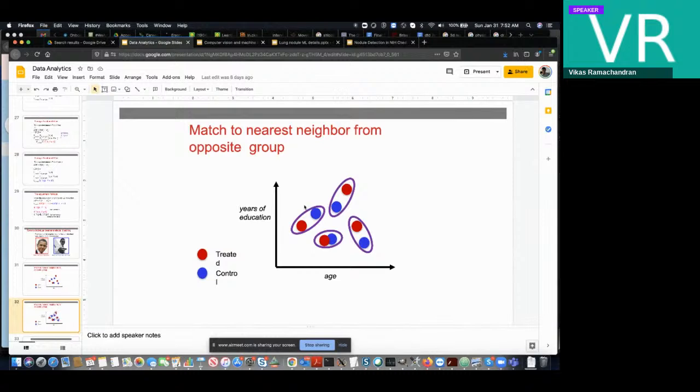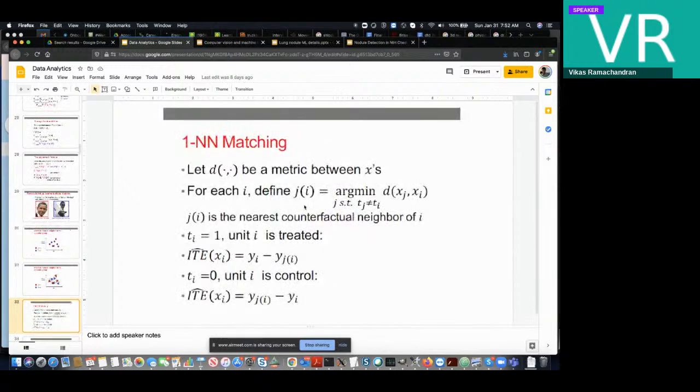However, there are some issues with that, and some of the issues is that some of the features here may not be directly correlated with outcomes. So if you just use some of the patient features to do this matching, they may not be very indicative of the actual outcomes.